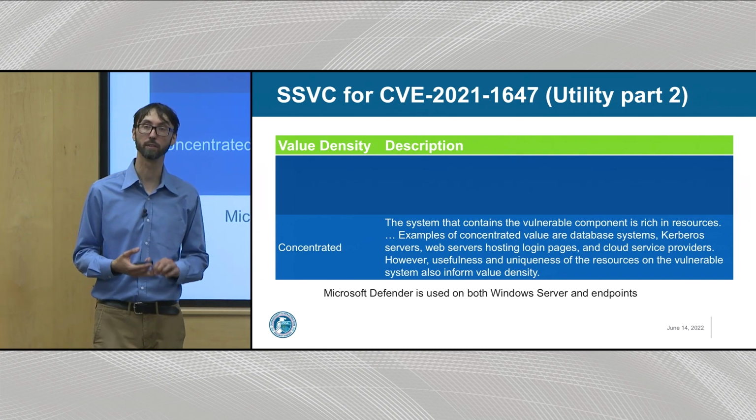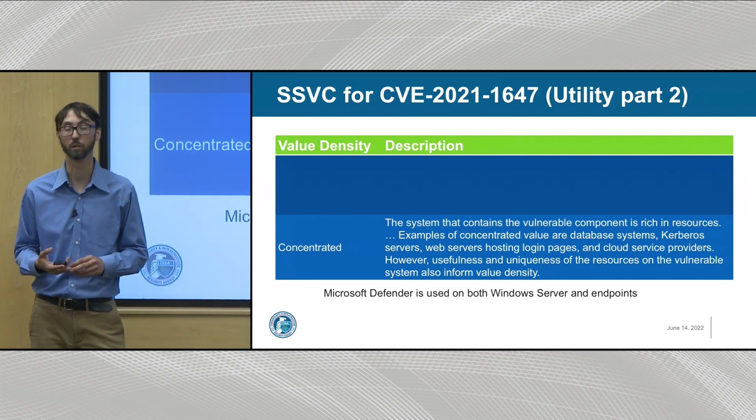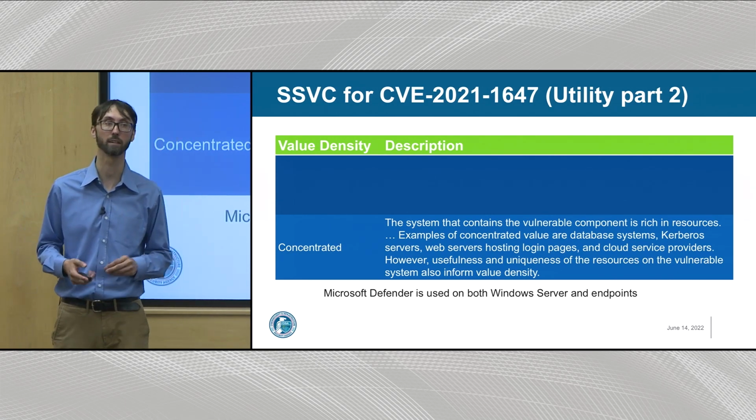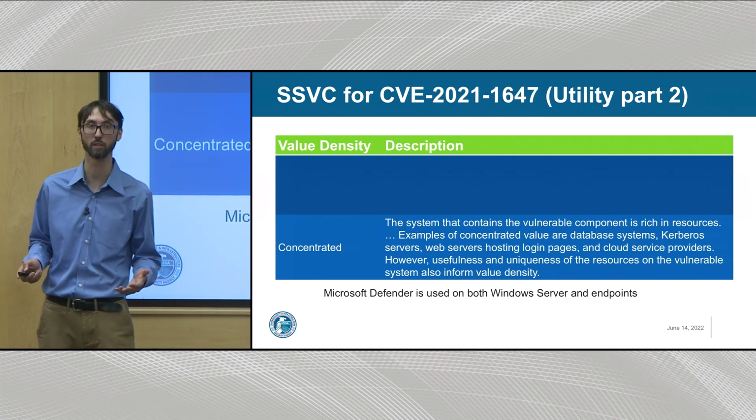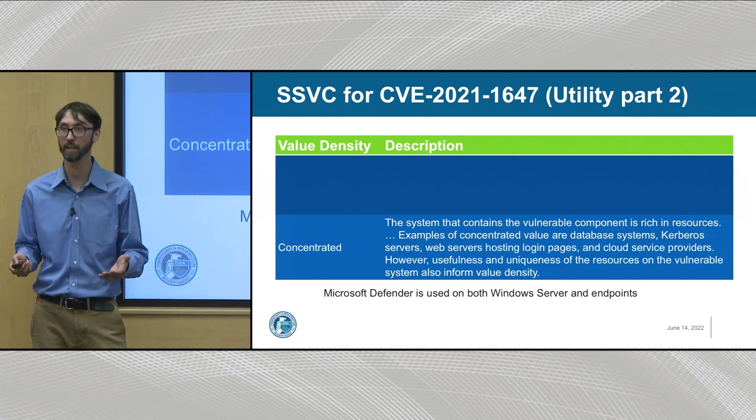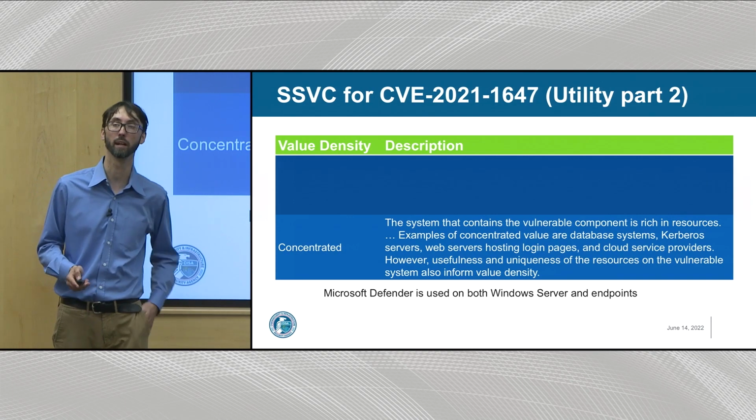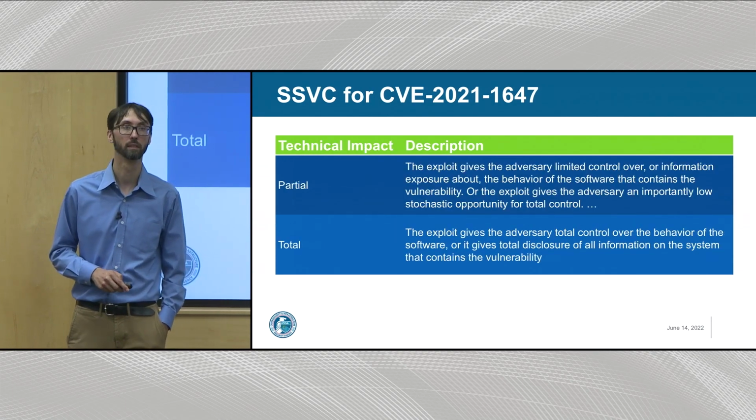Your Outlook server, if it's running Windows Server, certainly would be a high-value target to the attacker because you get all of the email for the whole organization. So I think that we have to say that if that's what's going on, we have to treat this as if it's concentrated value to the attacker.